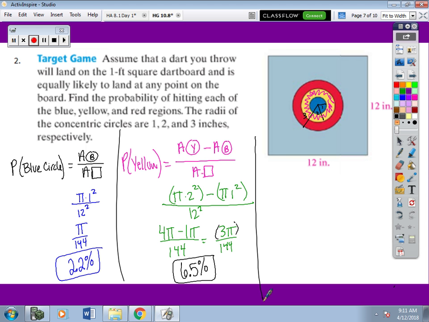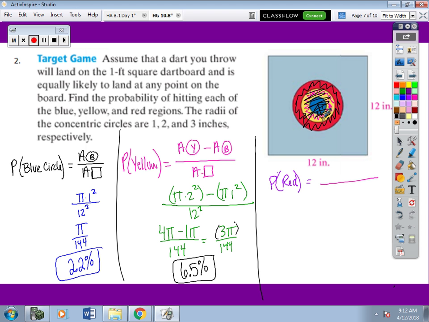Last one we're going to find is the probability of hitting the red region. We also could find the probability that we don't hit any of the circles, too, if we wanted to. So how would I find just the red ring? Do the same thing, but instead of subtracting the blue, subtract the yellow. Good.